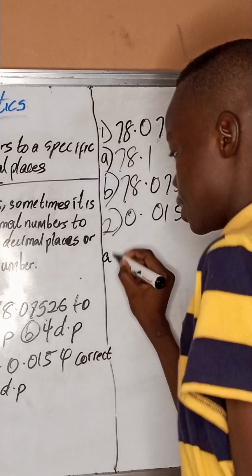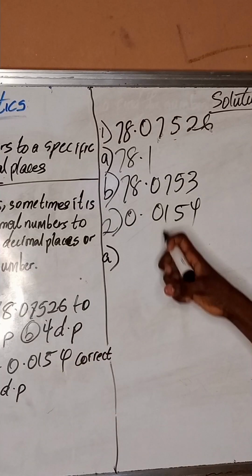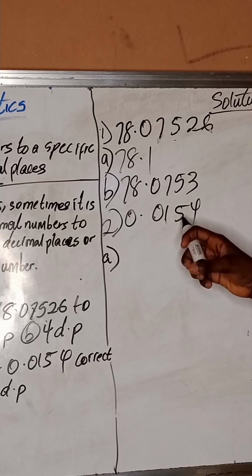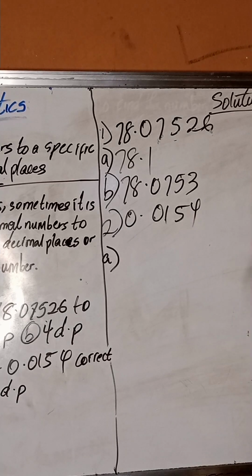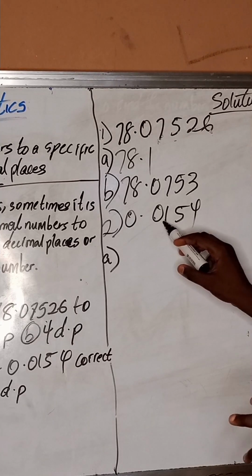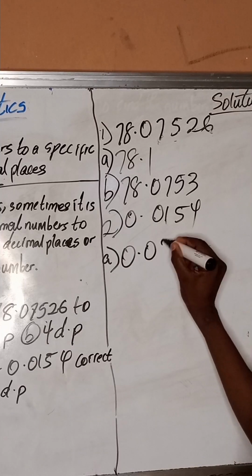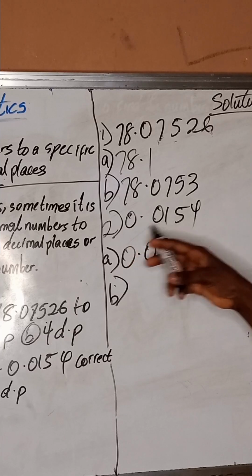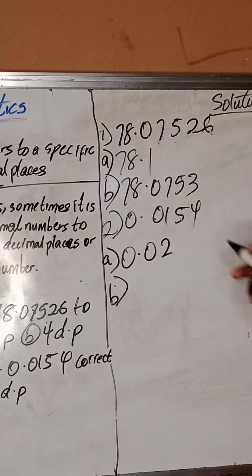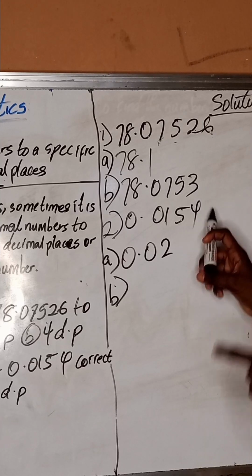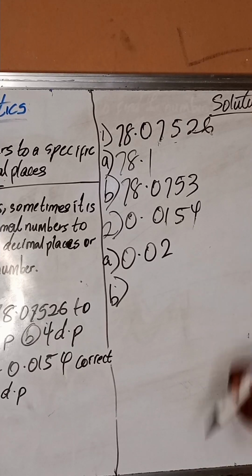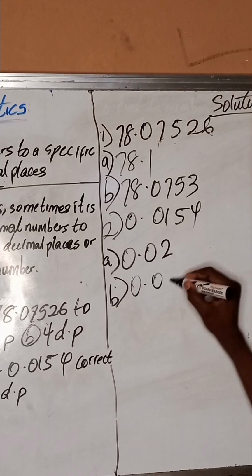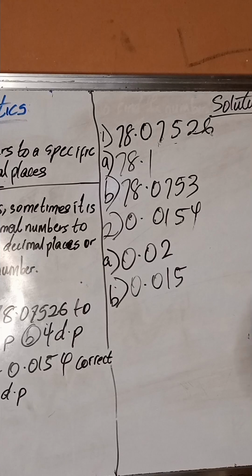Number 2. Give the number 0.0154 correct to 2 decimal places. 0, 1, 2. 1 is the second decimal place. 5: is 5 greater than 5 or less than 5? It is 5. So add 1 to this. That will be 0.02. B, 3 decimal places: 1, 2, 3. 5 is the third decimal place. 4: is it less than 5 or greater than 5? Less than 5. So you disregard the number. That is 0.015.